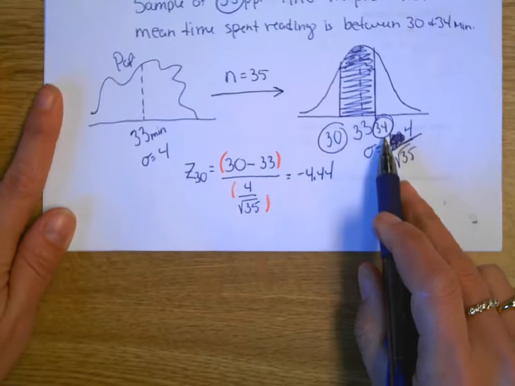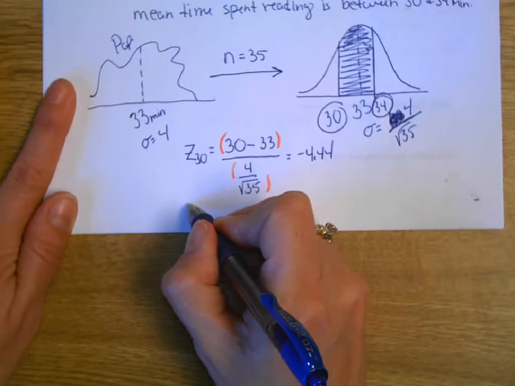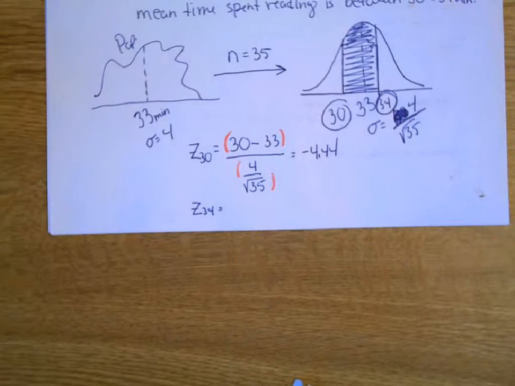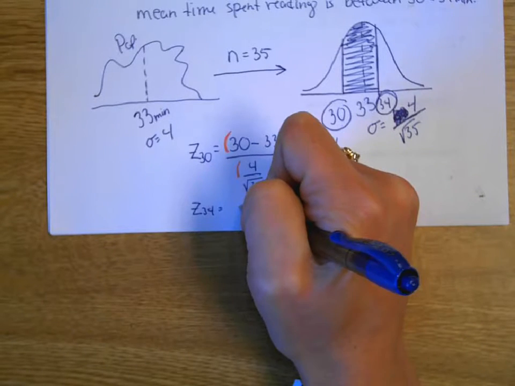And now we've got to turn 34 into a z-score. If you're clever, meaning use your second entry button, you can just go up and change your 30 to 34 without having to retype the entire line, because that's the only difference. 1.48.